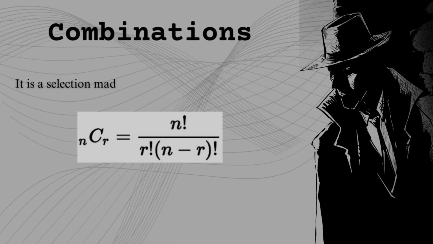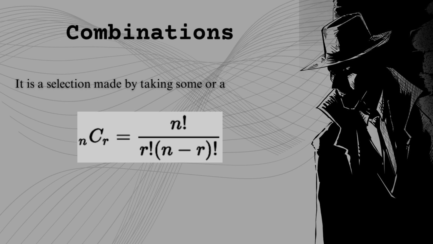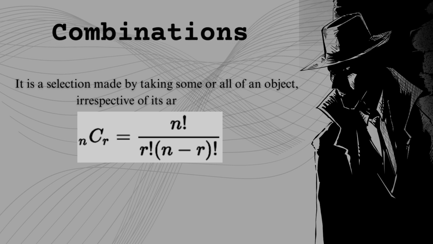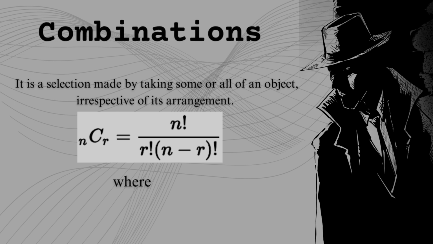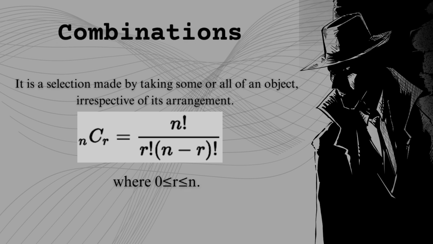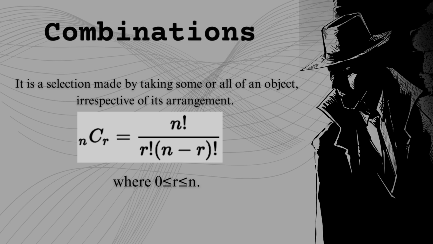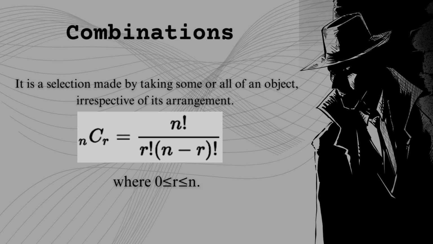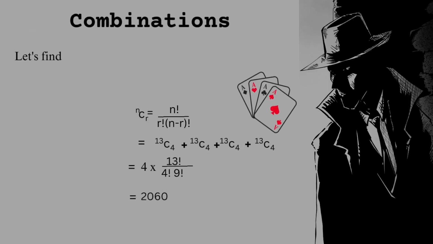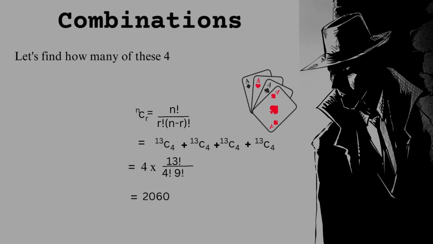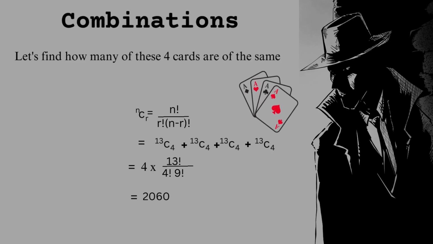While playing with cards, the thief is applying another mathematical concept called combinations. Combinations are a selection made by taking some or all of a number of objects, irrespective of their arrangement. The number of combinations of n different things taken r at a time is denoted by nCr, and it is given by nCr equals n factorial by n minus r factorial into r factorial, where 0 is less than or equal to r and r is less than or equal to n. In this case, the thief is holding 4 cards from a packet of 52 playing cards. How many ways are there for the 4 cards to be of the same suit?